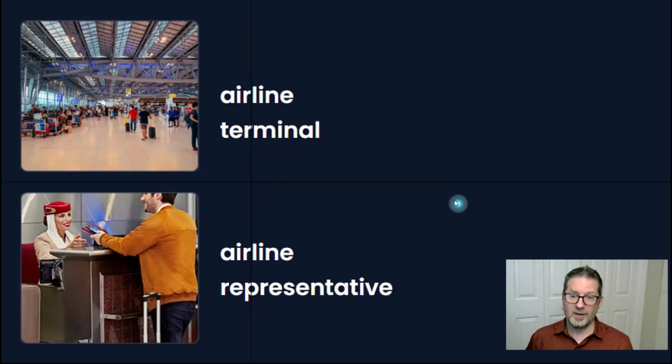For example, airline terminal. Very good. I'll say it in a regular way, I'll repeat it more slowly, and then you say it aloud. Number two, airline representative.